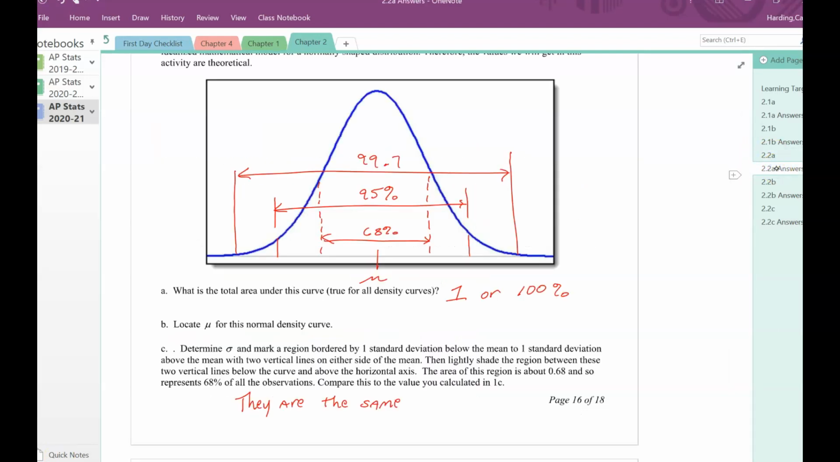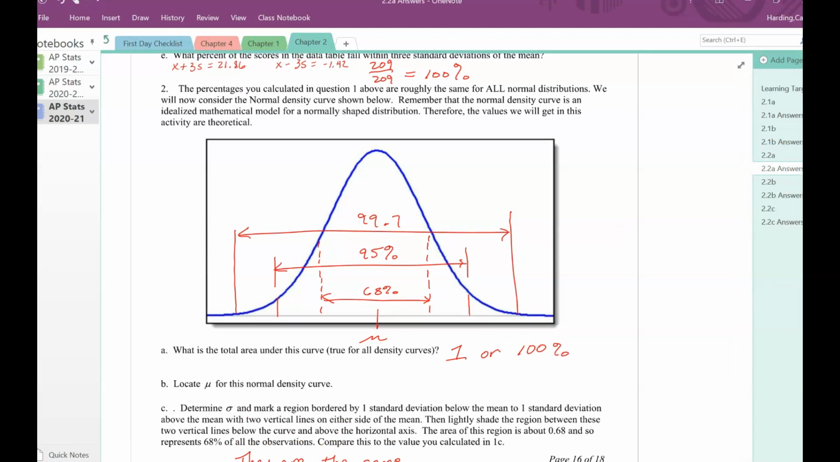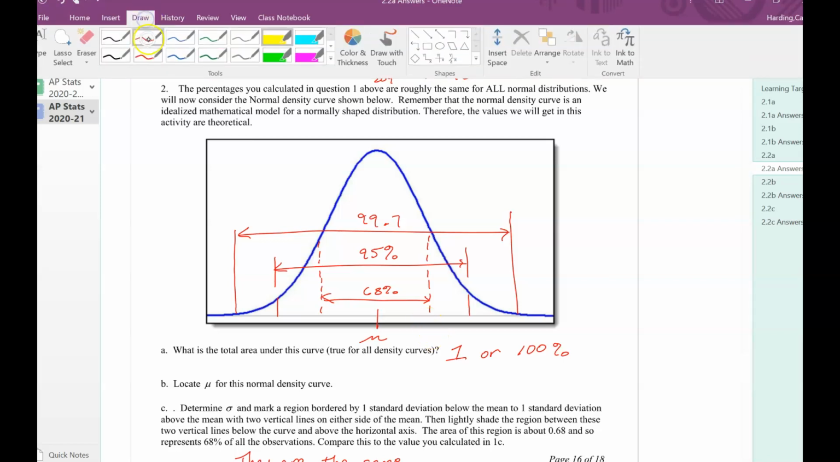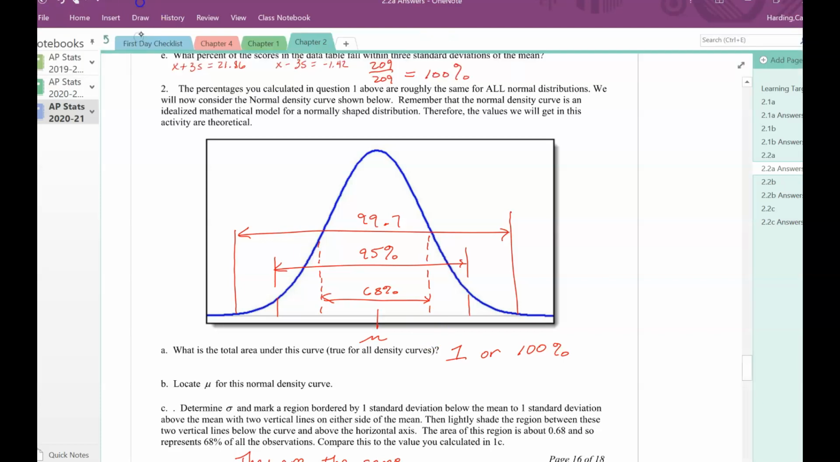There we go again. But this is generally how the data within a normal distribution will fall. You can see mu is in the middle. Here, this is 1 standard deviation out. This is 2 standard deviations out. This is 3 standard deviations out.